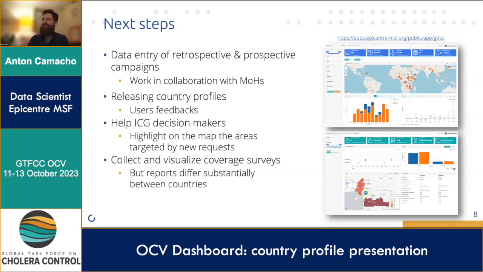Another next step is to add some features in this country profile to help decision makers at ICG. In particular, we want the user to very easily highlight on the map areas that are targeted in their request, so that they can see both the historical background and the target areas in the request, and see how different they are from the areas that were vaccinated in the past.